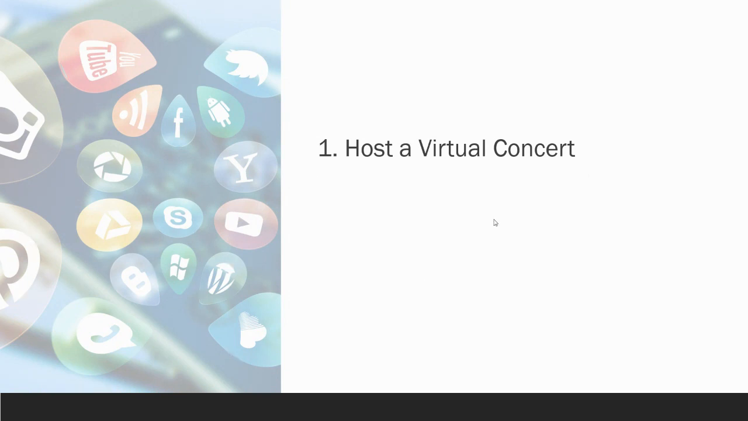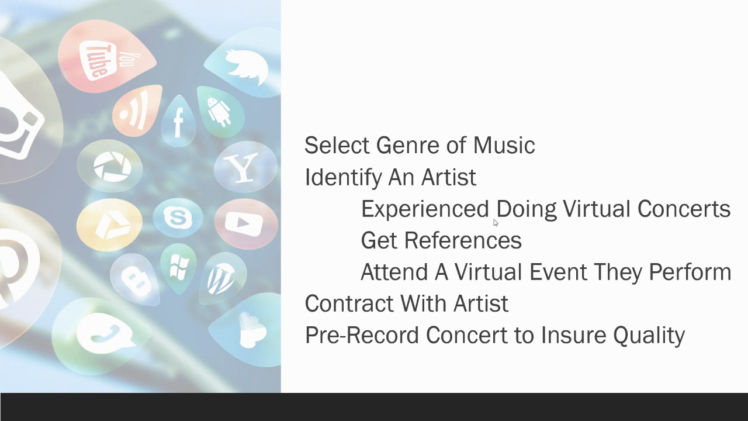Holding a virtual concert. Select the genre of music. That's important. You need to identify the artist once you've selected your genre of music. Make sure that they've experience in doing a virtual concert. You'd also like to get references and follow up with the references. Attend a virtual event where that artist performs so you can see how they perform and how they interact with the public.